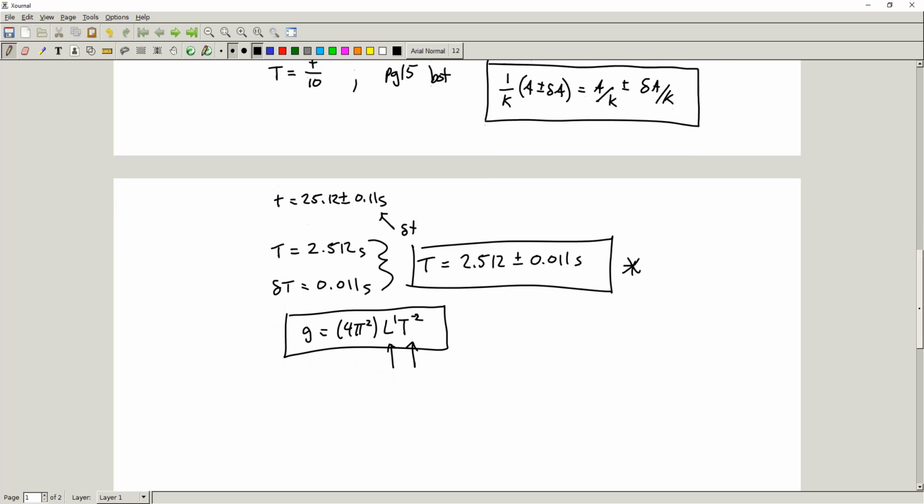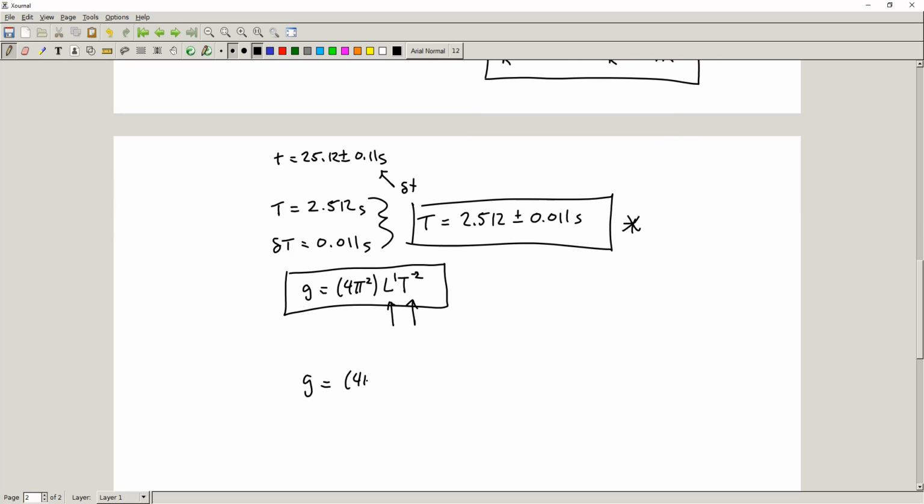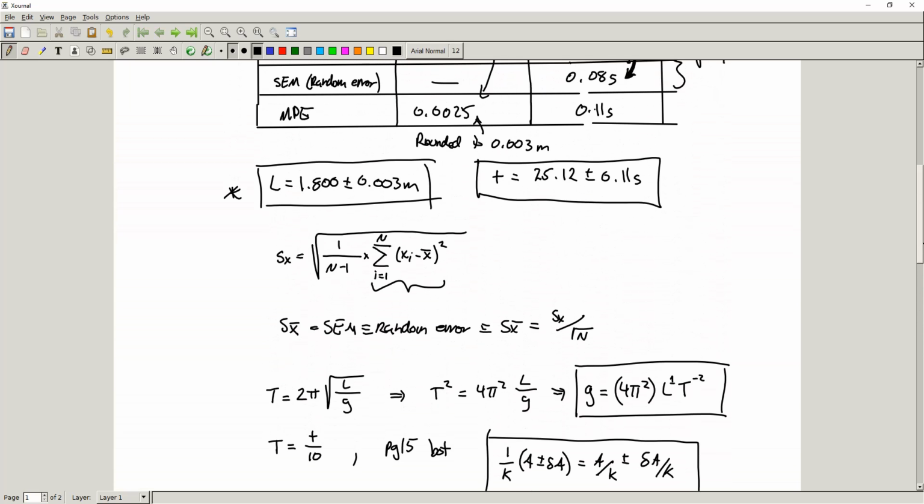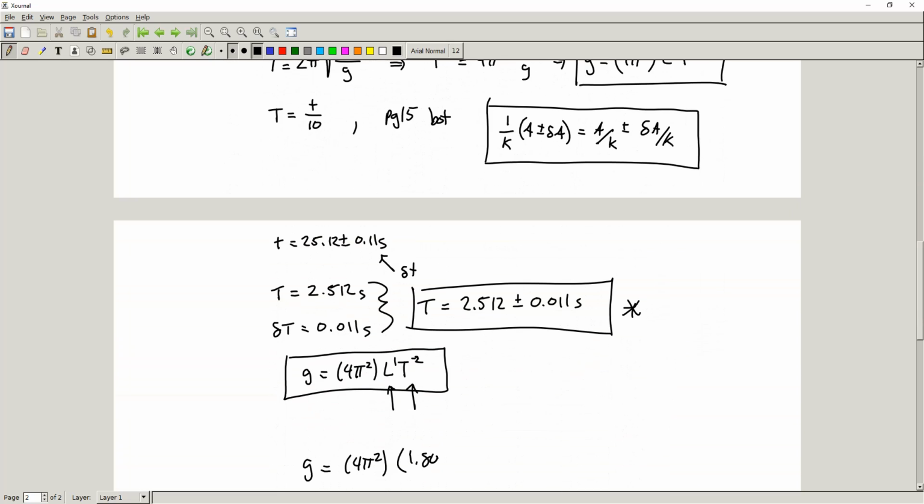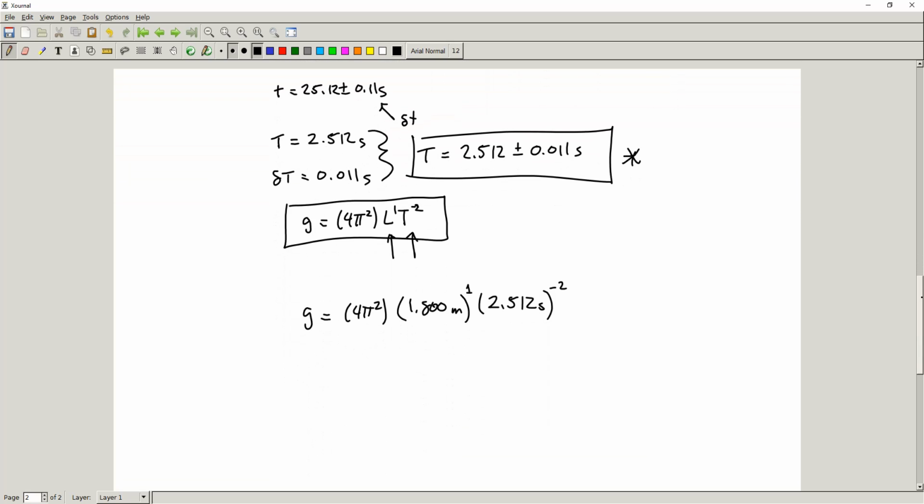So we can easily calculate what g is. Our g would simply end up being 4 pi squared, and our L would end up being 1.800 meters, and our T, well, we see our T right there, seconds. And this should come in with a minus 2. And again, I'll put the power in here, even though it's always implicit, just so we can see it there. So we can easily calculate g, but we also need to do the error propagation.